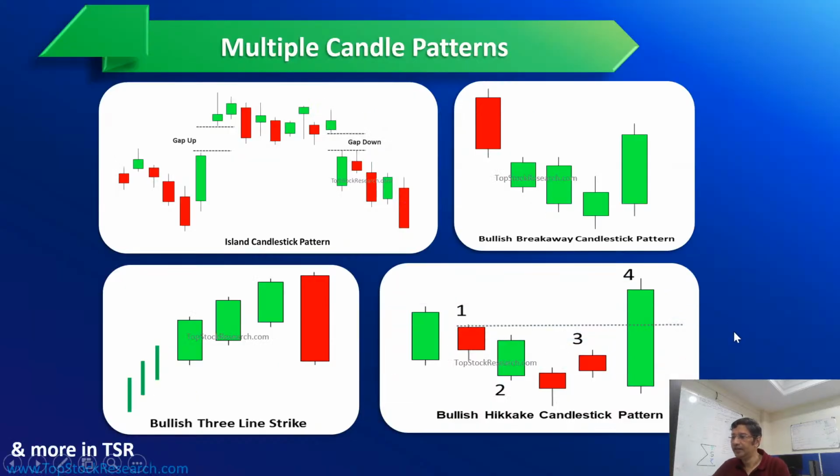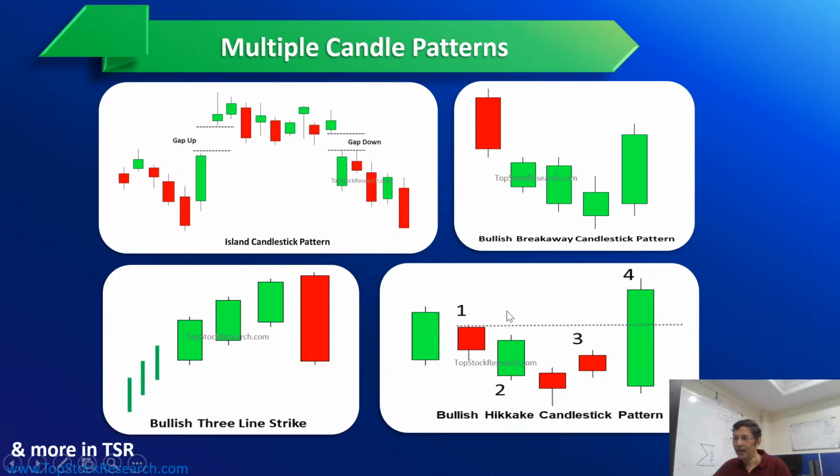Another pattern is the Hikkake pattern. It looks a little complex. I don't want to go too deep into things, but each of these patterns tells you that, apart from this island breakout, the last candle has to be a big candle, and it is trying to somehow find a sense out of the previous few candles. The previous few candles look pretty much similar, but the combination is different.